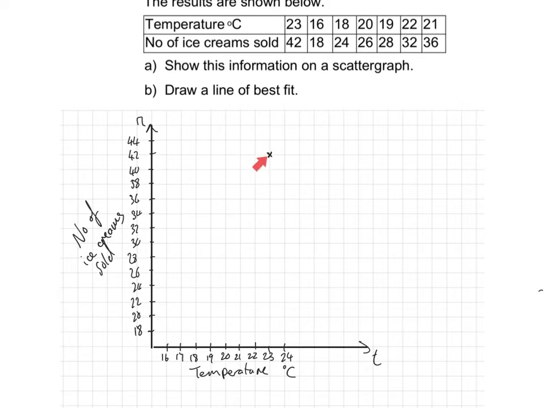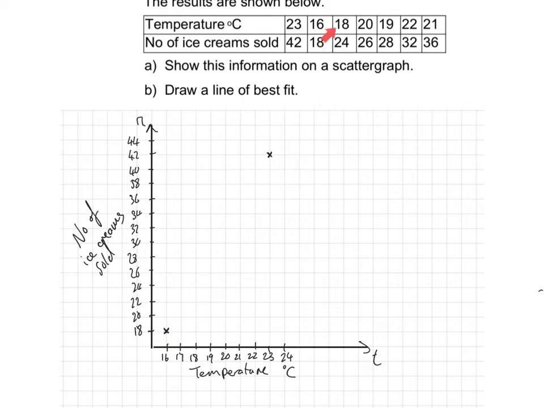Right here, upwards from 23 and along from 42, we're going to mark off that piece of data. We're then going to move on to the next day, which was 16 degrees Celsius with 18 ice creams sold. So I'm going to find 16 on my temperature scale down here, and that's going to match up with the 18 on the number of ice creams sold. So I'm going to put a cross, representing a piece of data, right here, and we'll just continue on that vein.